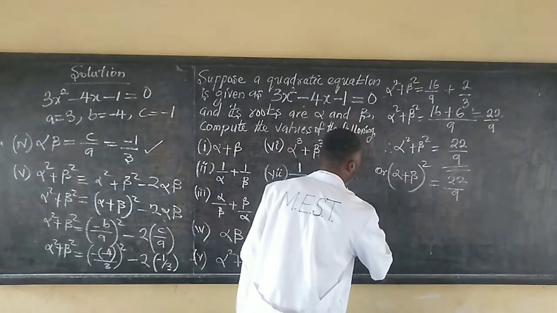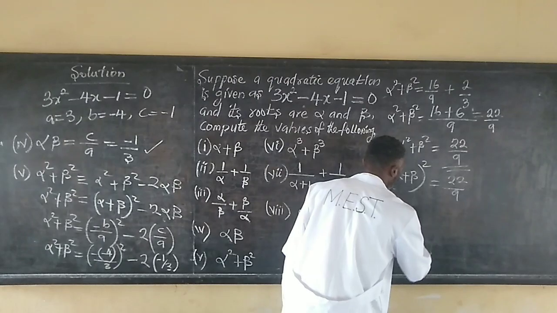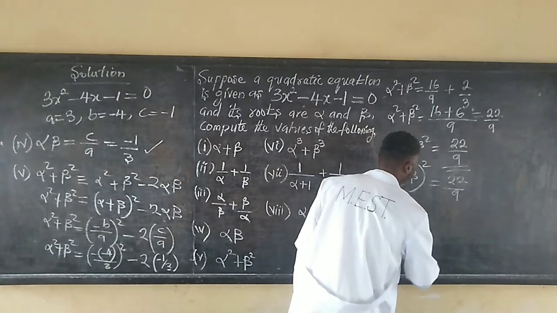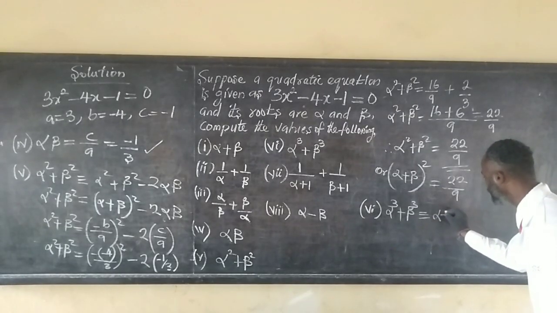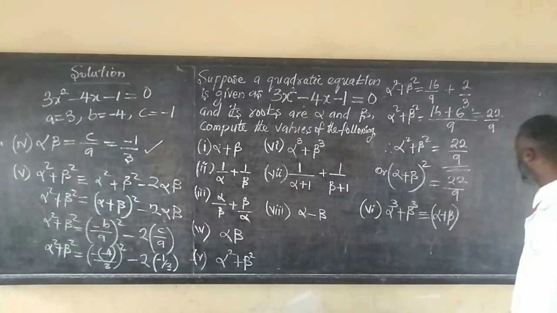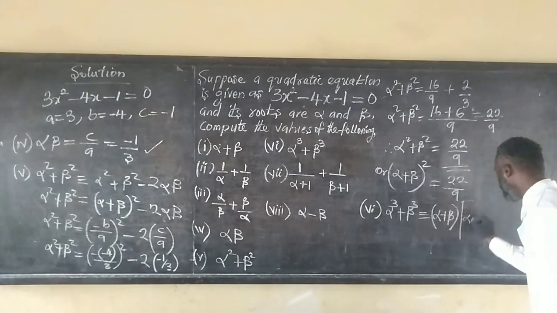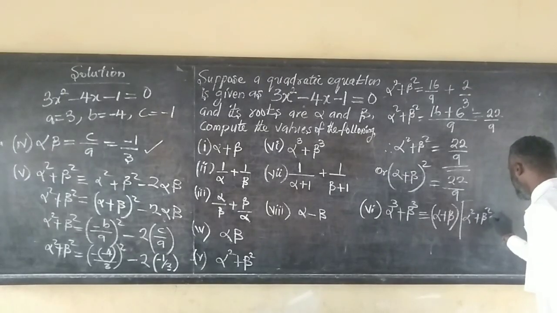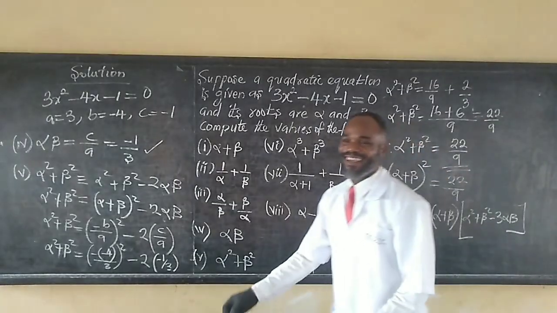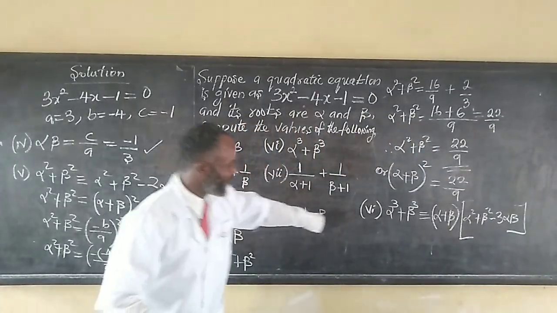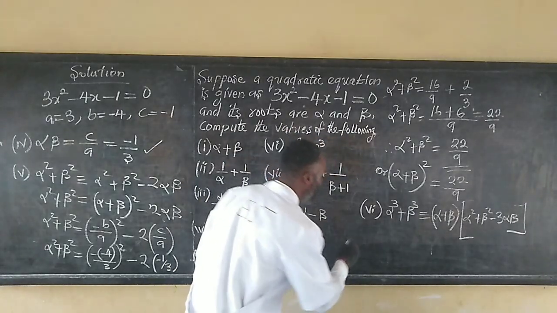Question number 6, VI, is given as alpha cubed plus beta cubed. This is equivalent to alpha plus beta, bracket close first. Alright, let's take it easy. And then we enclose all that: alpha squared plus beta squared minus 3 alpha beta, all close. Let's see how it works. This is equivalent to this. If you understand this, that means we'll go a long way. And we begin from here.